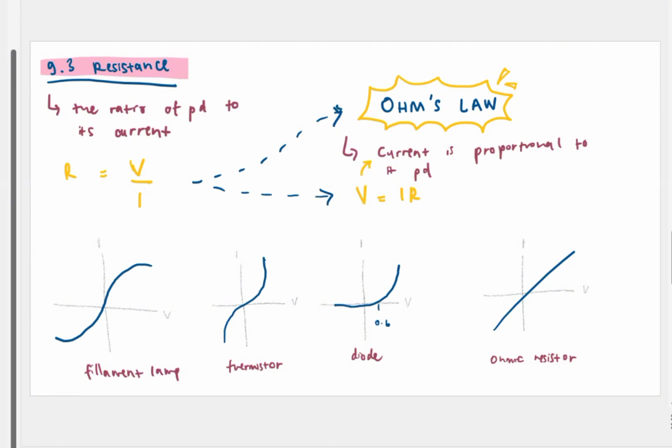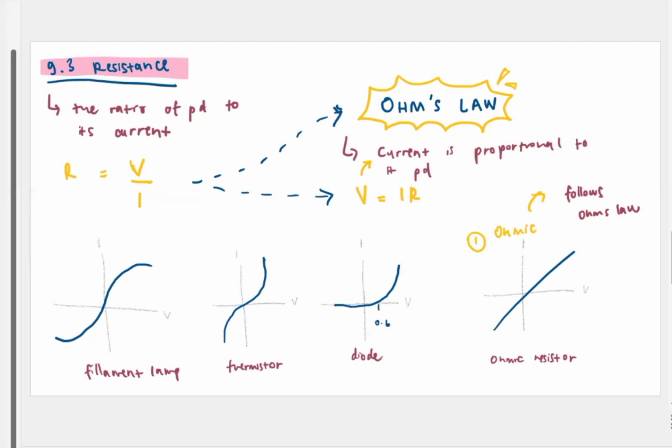Now we're going to look at a few graphs with the PD as the x-axis and the current as the y-axis. This one, the first one, we could see that it is a straight line indicating that the current is proportional to its voltage. So we could say that this is ohmic, or it follows Ohm's law.